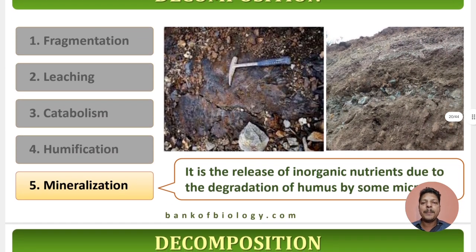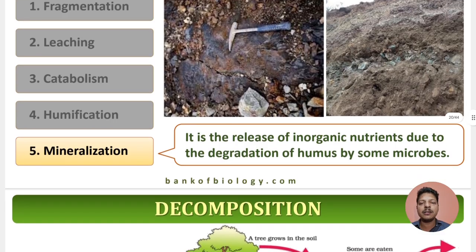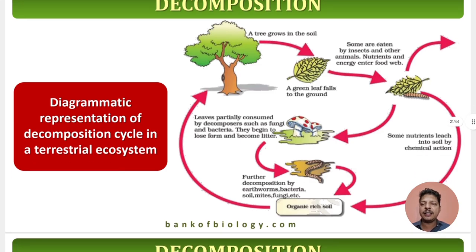Then finally, mineralization. It is the release of inorganic nutrients due to the degradation of humus by some microbes, that is called mineralization. Here the diagram is in your NCERT. The diagram is a representation of the decomposition cycle in a terrestrial ecosystem.